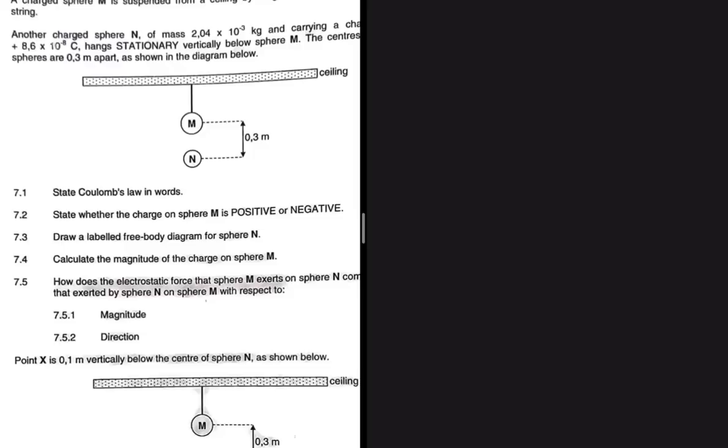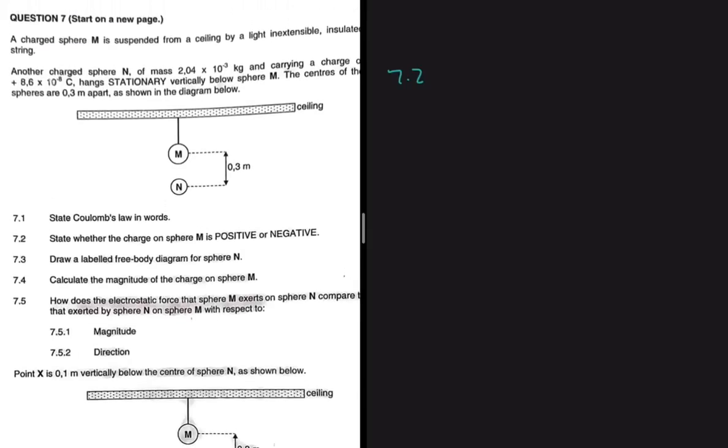The first question, 7.1, is Coulomb's law. I'm just going to leave that for you. We're going to start with 7.2. Let's state whether the charge on sphere M is positive or negative.